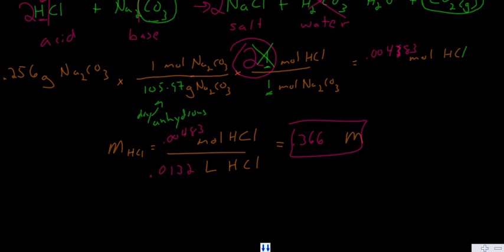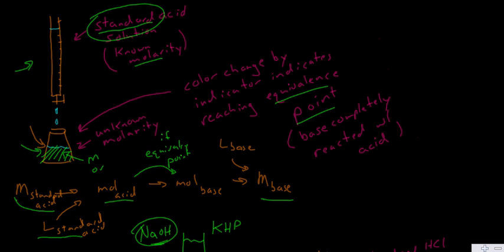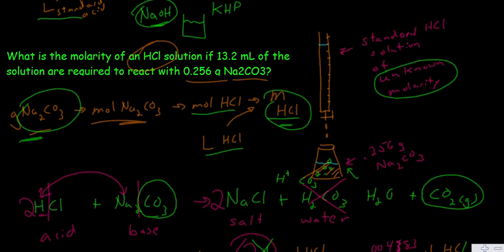So you definitely need to be able to do these 2 things. Just a good old standard, using a standard solution to determine something about an unknown, but also you need to be able to learn how to standardize a solution to determine the molarity of that solution, either using a base to standardize an acid like sodium carbonate with an acid, or using an acid like potassium hydrogen phthalate to standardize a base.